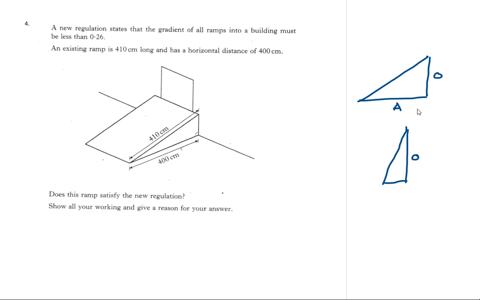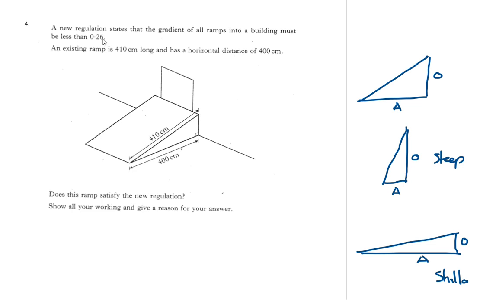Because your opposite is very big and your adjacent is very small. If it's a shallow gradient, the number is small because you're not going up very high, but you're traveling quite a long way away. Okay, so this would be steep, and this would be shallow. So the bigger the number, the steeper the value.